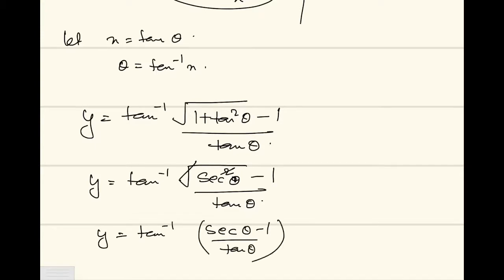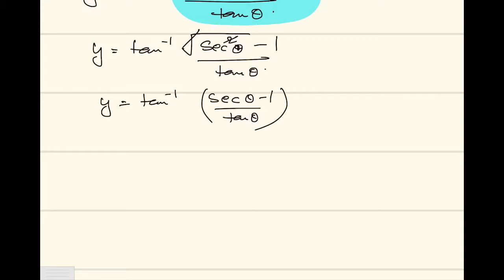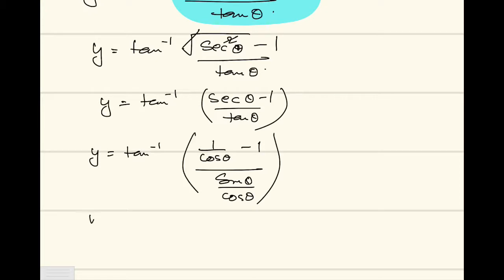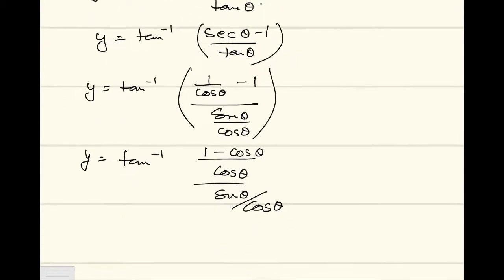Time to simplify. Why? Because I would want this thing to become tan, then only it will self adjust. Got it? So ultimately y will be equal to tan inverse of (1 by cos theta minus 1) divided by (sin theta by cos theta). Okay, time to take LCM. I have cos theta as LCM. It will be 1 minus cos theta in the numerator and sin theta by cos theta. Correct? That's what I have. Then cos theta gets cancelled. Y will be ultimately equal to tan inverse of (1 minus cos theta) divided by sin theta.